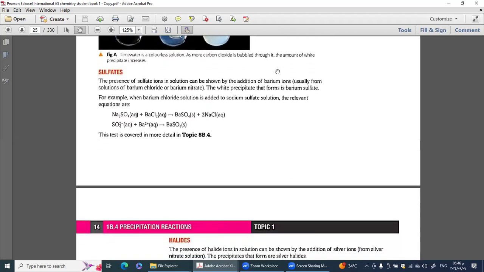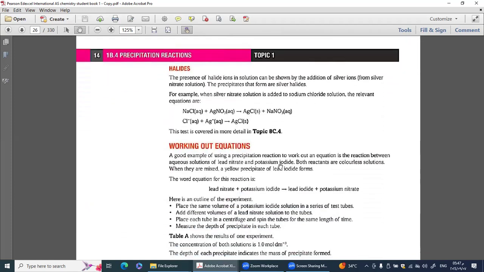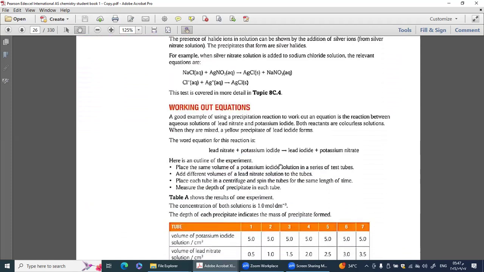For sulfate, what's the test of sulfate? Sulfate, we have barium sulfate as a solid. So when we react any metal sulfate with barium chloride, it will form barium sulfate as a solid, white precipitate. So the test for sulfate, by reacting with barium chloride, is a white precipitate. In halides, by adding silver nitrate or lead nitrate, in case of chloride, white precipitate, in case of bromide, yellow or creamy, in case of iodide, yellow.